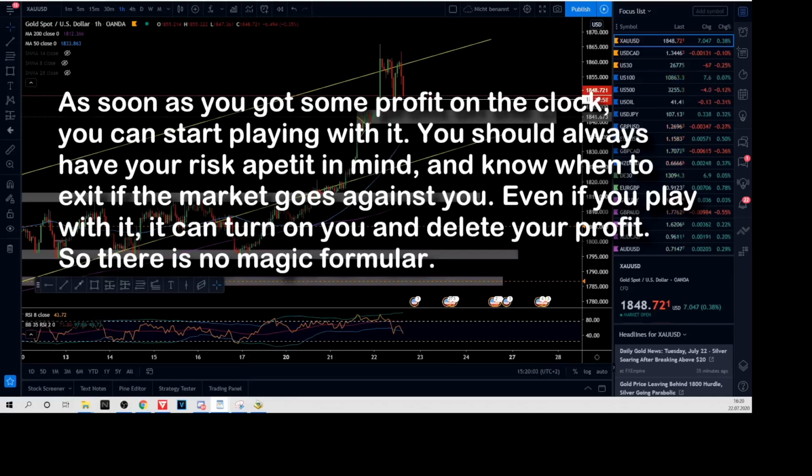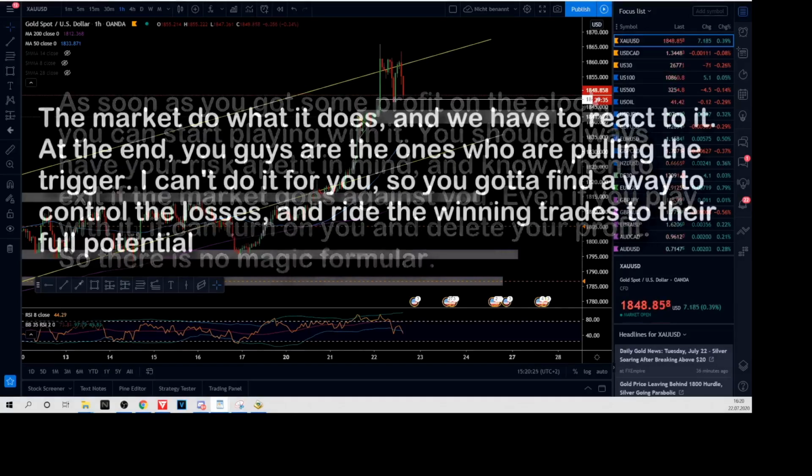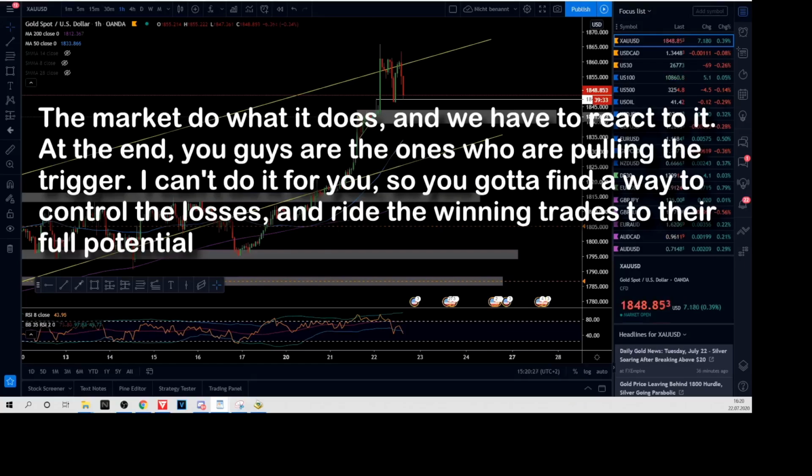You should always have your risk appetite in mind, and know when to exit if the market goes against you, like if the structure gets broken on the smaller time frames. And even if you play with it, of course, you need to understand it can turn on you and delete your profits. So there is no magic formula for how to do it, and when to get in and out. The market always does what it does, and we just have to react to it. And at the end, you guys are the ones who are pulling the trigger. I can't do it for you.